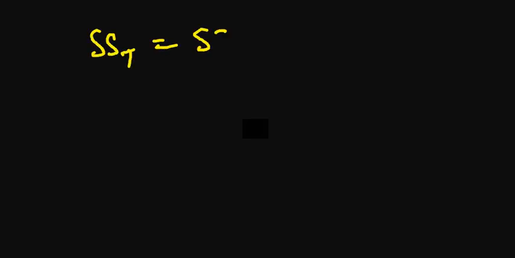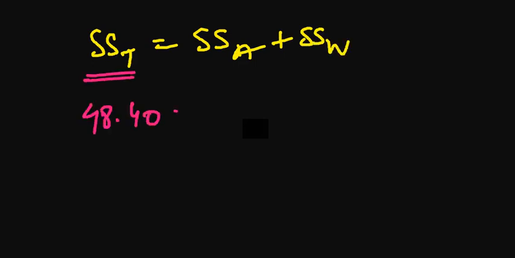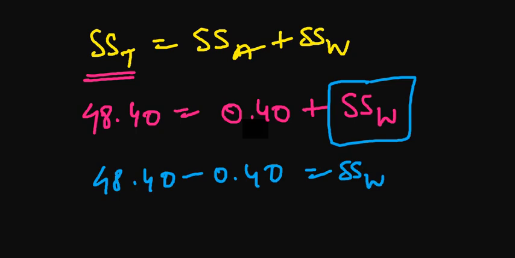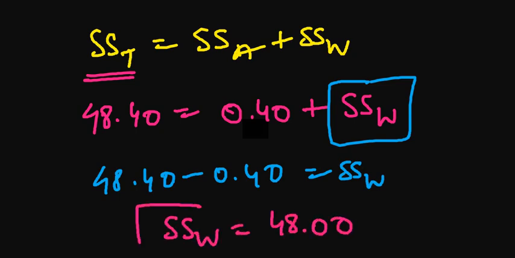SST is equal to SSA plus SSW. Now what is SST? SST was 48.40, equal to SSA, which we just calculated, 0.40, plus SSW. We have to calculate the within now. 48.40 minus 0.40 is equal to SSW. So the value of SSW will be 48.00. Pretty easy.